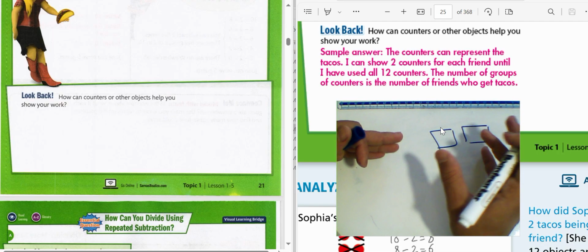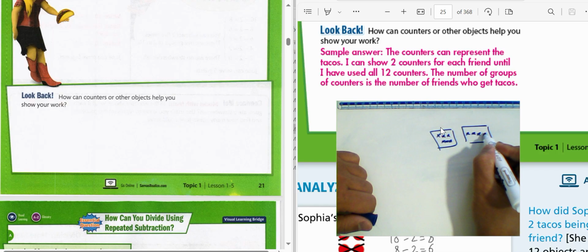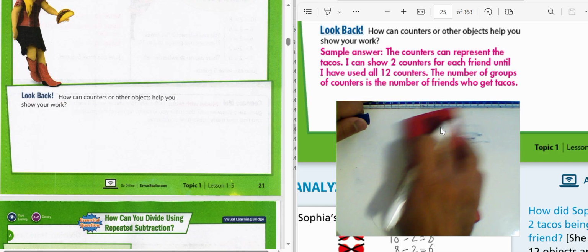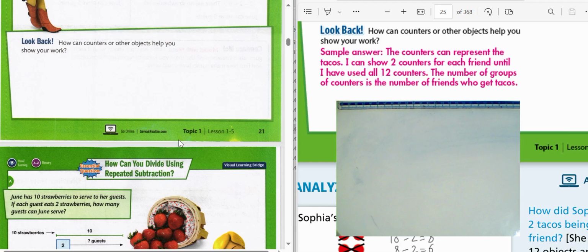And divide 12 by 2. The result will be 6 in each one. 1, 2, 3, 4, 5, 6. 1, 2, 3, 4, 5, 6. Okay, they are equal. It was question number 21. Next question, page 22.